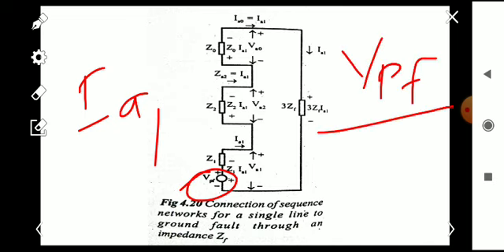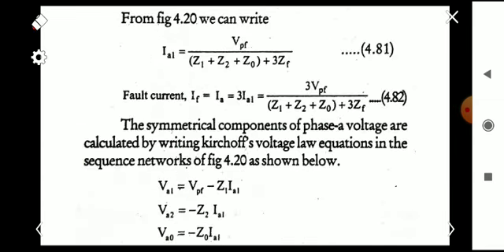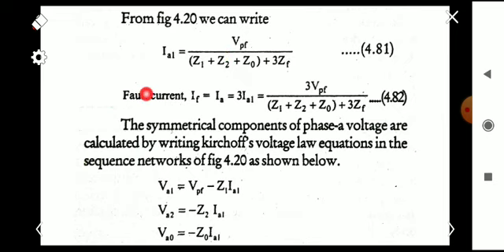From this figure we can write the equation for IA1. Here the voltage is VPF, so the equation for IA1 is VPF divided by the sum of all the impedances. That is, IA1 is equal to VPF by Z1 plus Z2 plus Z0 plus 3 into ZF, the sum of all the impedances. So IA1 is like this, and the fault current will be IF.